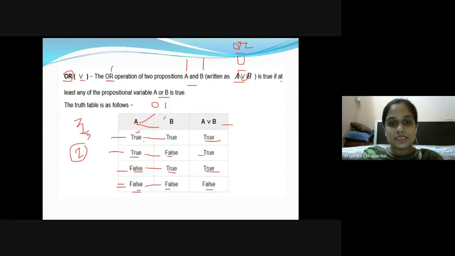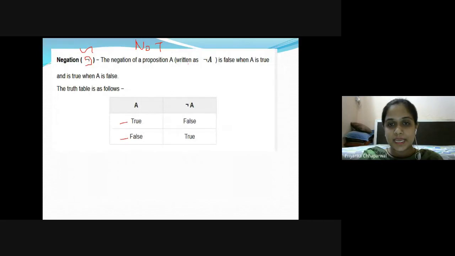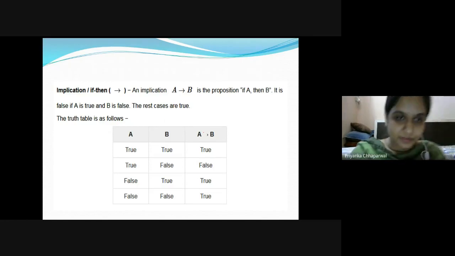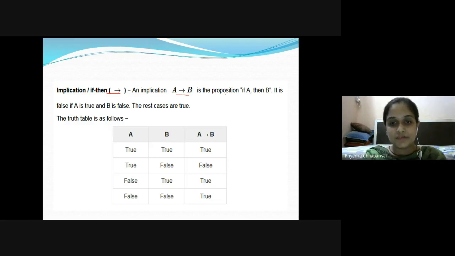So the negation of proposition A is false when A is true and is true when A is false. Just opposite. If my A is true, then the negation of A is false. If A is false, then the negation of A is true. Okay. Then if-then, the conditional. If-then is implication, A to B. What is the meaning of this? It is the proposition if A then B.